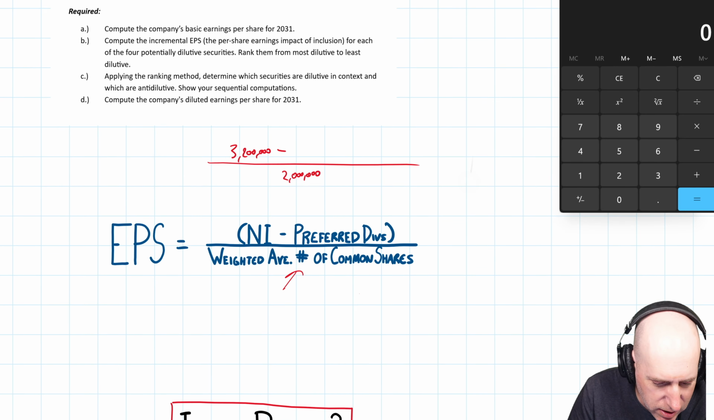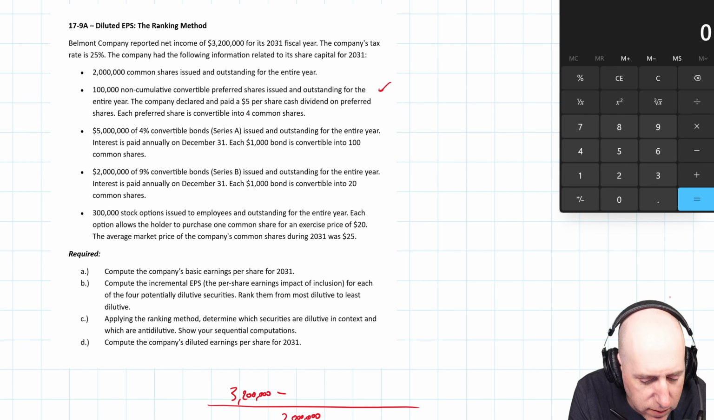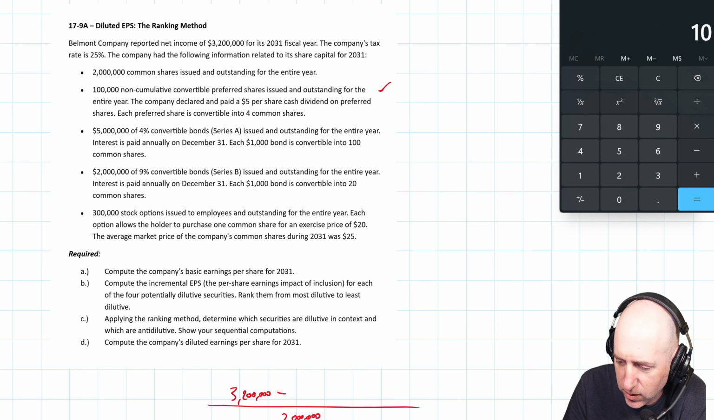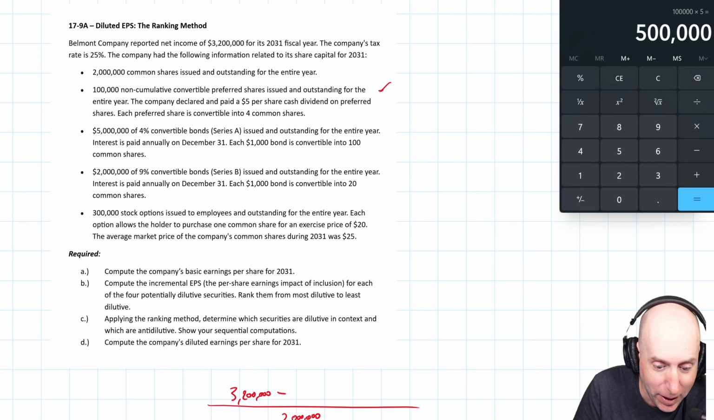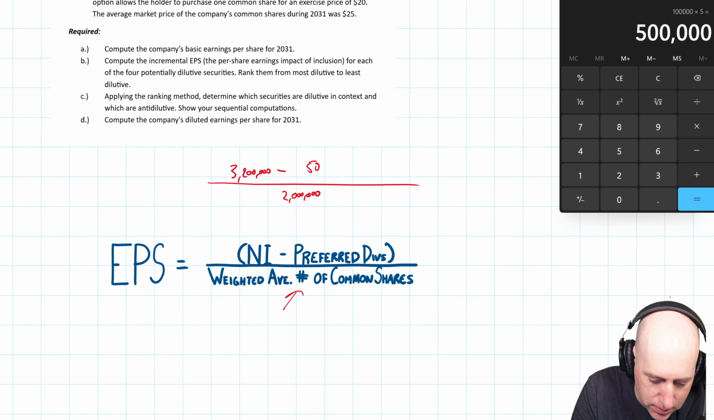Okay, so we're just missing preferred dividends, and look at that, the next bullet down talks about that. 100,000 non-cumulative convertible preferred shares issued and outstanding for the entire year. The company declared a $5 cash dividend. So we've got 100,000 shares. I don't need the calculator for this, but I multiplied by 5 and got my $500,000 in preferred dividends. And I think we're there.